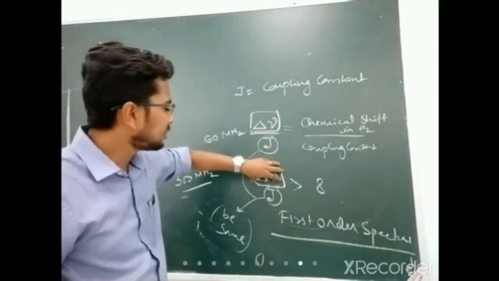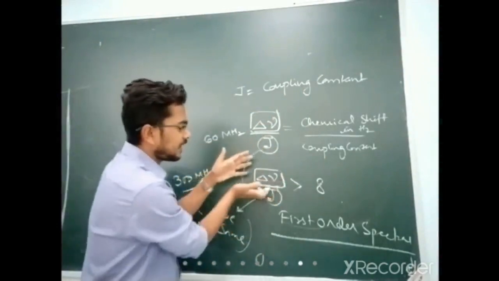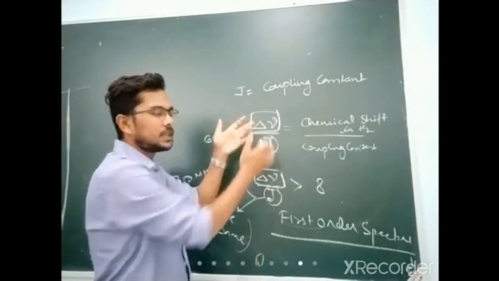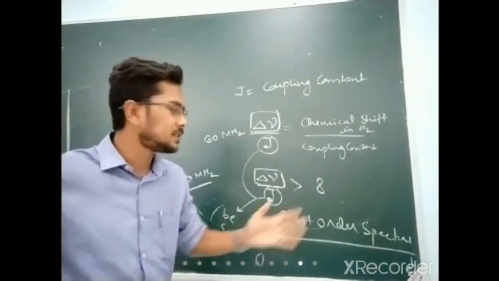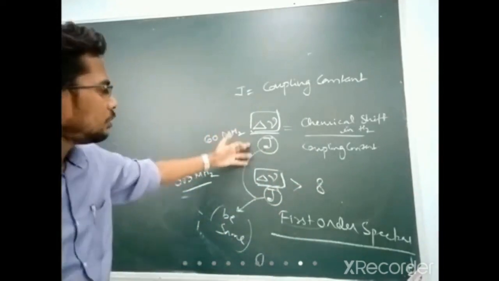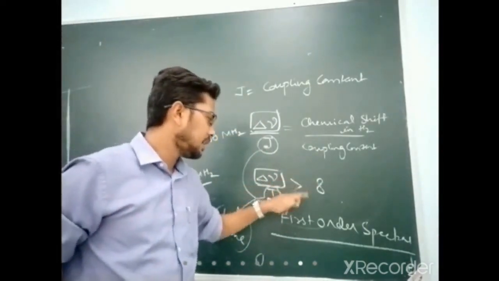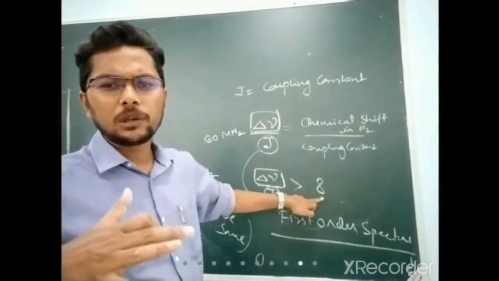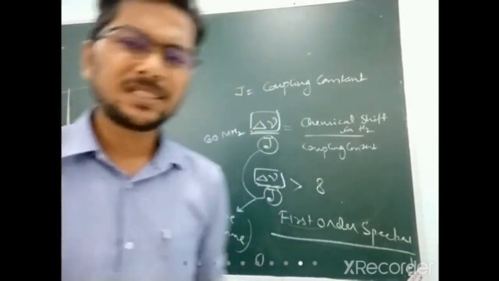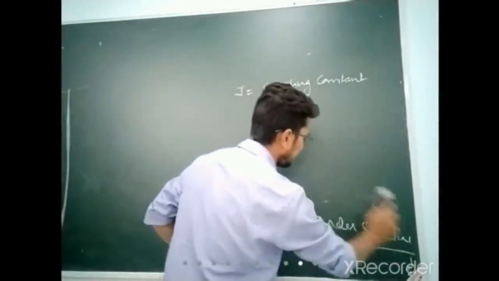Now if delta nu is more here, and J is constant, then if the numerator is higher, the higher the value you will get. So with this delta nu by J value, if delta nu by J is greater than or approximately equal to 8, then we get a first order spectra. Now how is this first order spectra changing? I will give you an example.